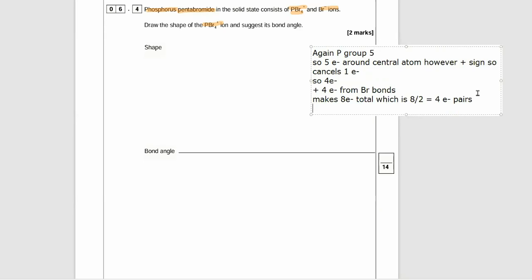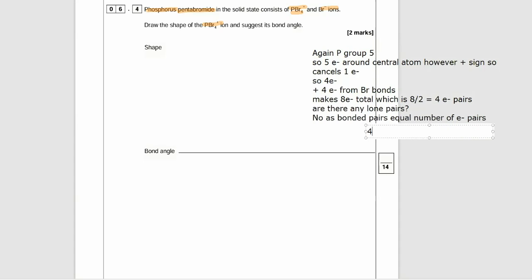Are there any lone pairs? Well, you do your pairs of electrons, subtract the bonded pairs. 4 minus 4 is 0. There are no lone pairs because all of the pairs are locked up in bonds. So as there's no lone pairs, because the bonded pairs is equal to the total number of pairs, 4 and 4, we're going to have a tetrahedral structure.